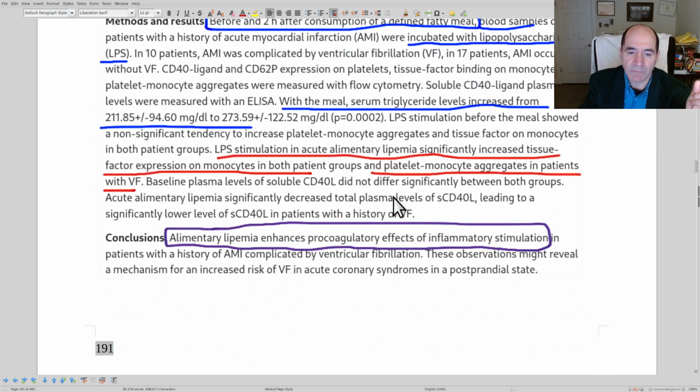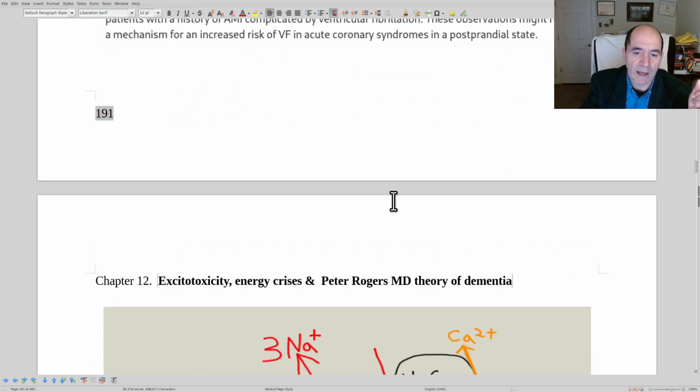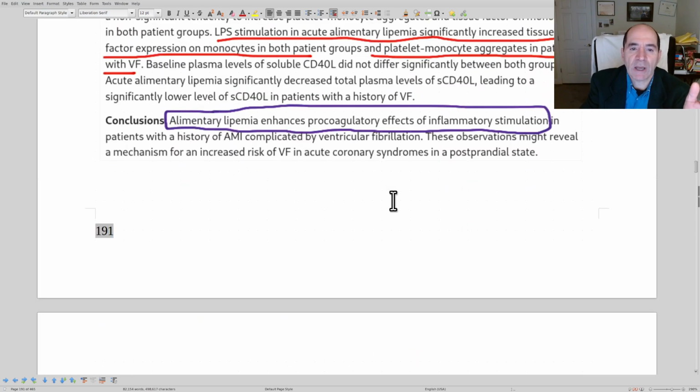Okay, so I'm just showing you more papers. They all show the same thing. And I gave previous lectures where I talked about how a high-fat meal will cause activation of your neutrophils, release of myeloperoxidase, and that will cause a collapse of your endothelial glycocalyx, and that's pro-clotting. So anyways, that's it for this chapter on autoimmune disease.